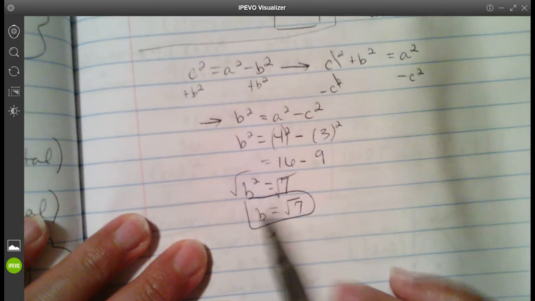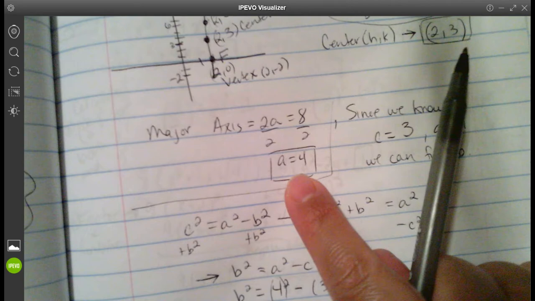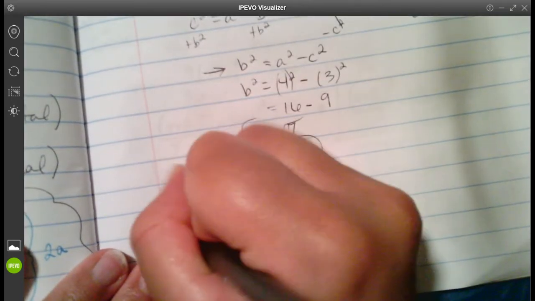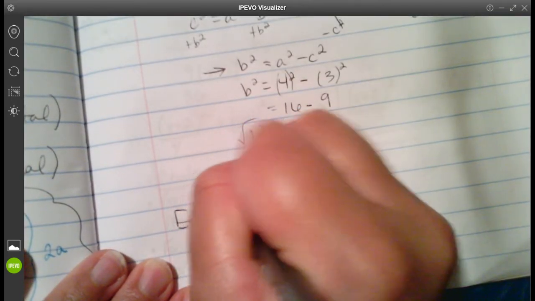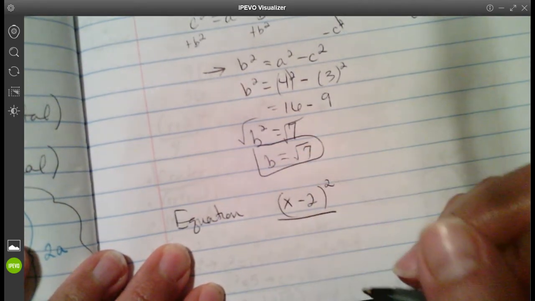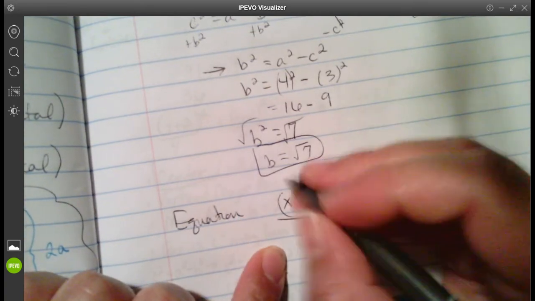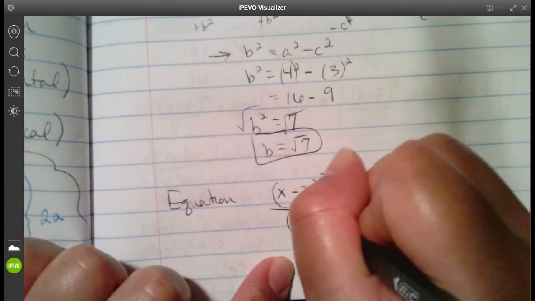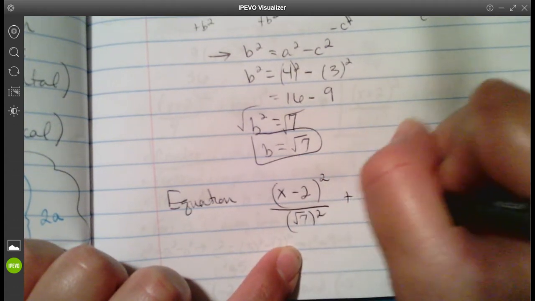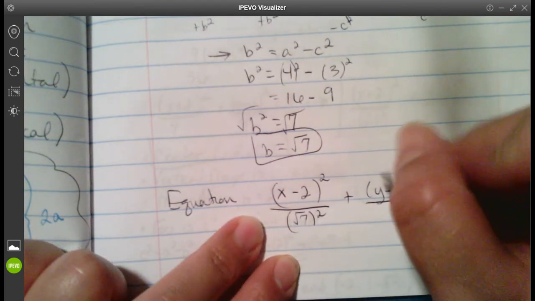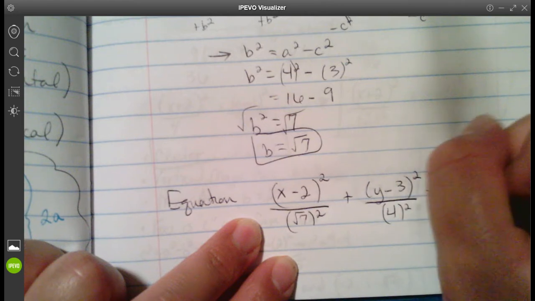We have B, we have A, we have H, and we have K. So that's all we need. So let's go ahead and write this out now. My equation for this in standard form would be (x minus 2), because that's our h, squared over b squared, which is going to be the square root of 7 squared, plus (y minus 3) squared over my a squared, which is 4 squared, is equal to 1.